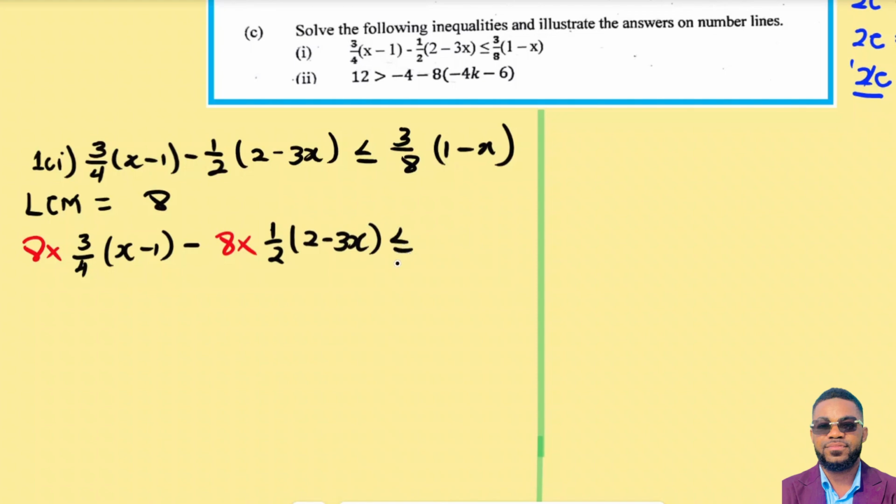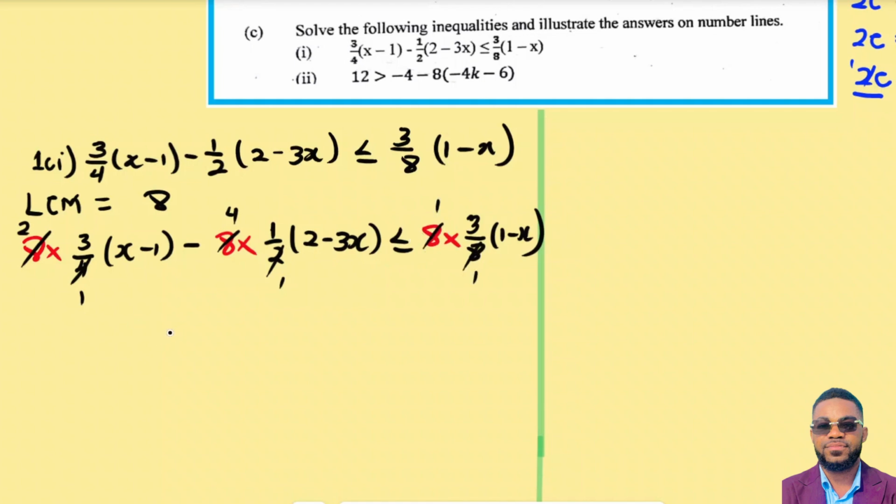Now less than or equal to 8 multiplying 3 on 8 into bracket 1 minus x. So that is how we can multiply the LCM by the terms here. Now at this point we can do cancellations because 4 can go into 8 2 times, and 2 goes into 8 4 times. 8 goes into 8 1 time.